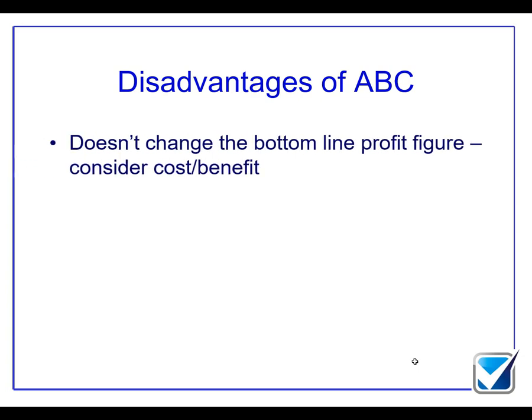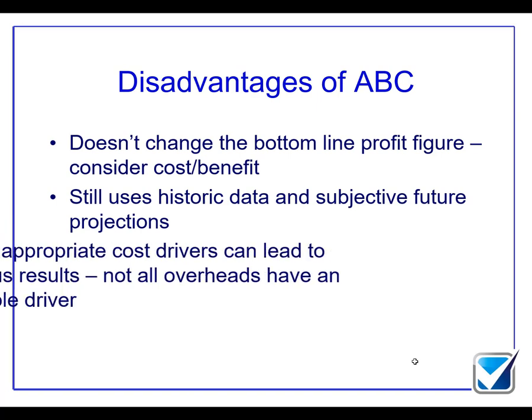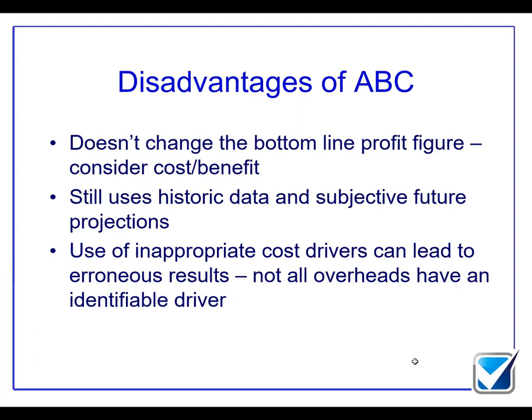However, there are some disadvantages to implementing ABC. One of the main factors is that it doesn't change the underlying profit figure. What that means is we are not changing the amount of overheads incurred by the company. We're just changing how we absorb them into a unit of product. In the long run, because of better decision making, it could have an impact on the bottom line, but not in the immediate future.